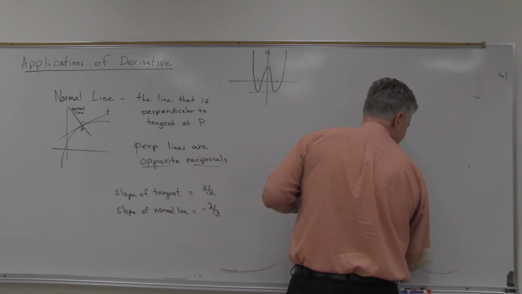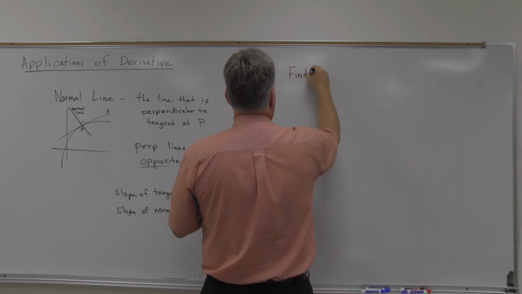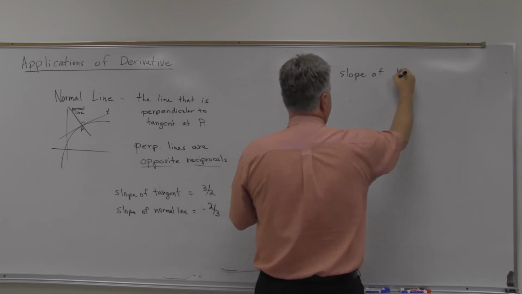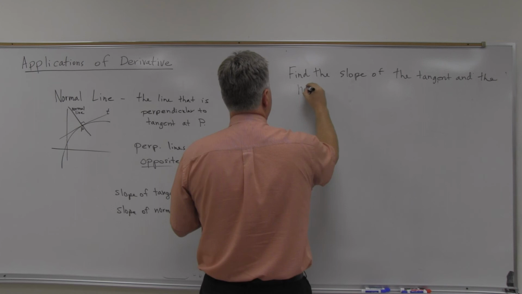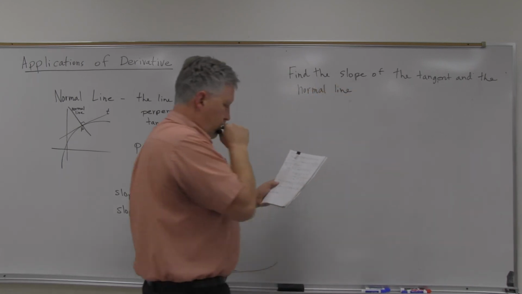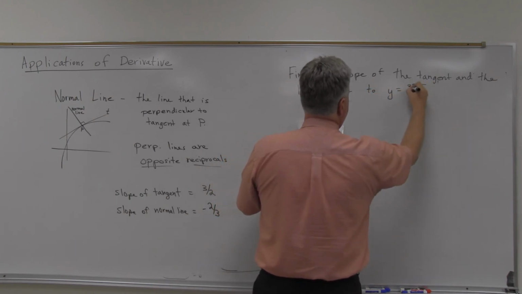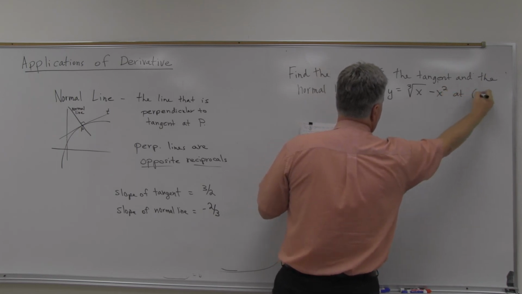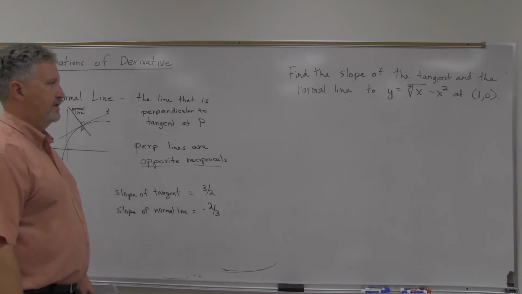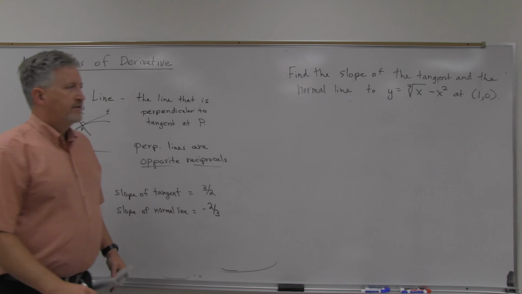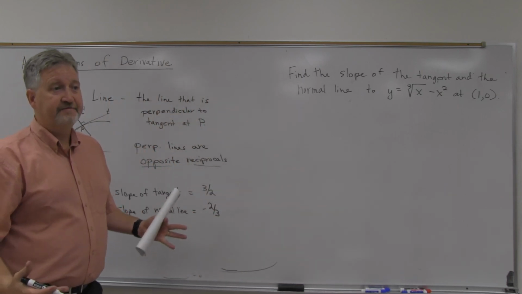So here's one of those, for example. Find the slope of the tangent line and the normal line to y equals the cube root of x minus x squared at the point (1, 0). All right, so we start with the slope of the tangent line. By very definition, the slope of the tangent line is the derivative. So we start with the derivative.